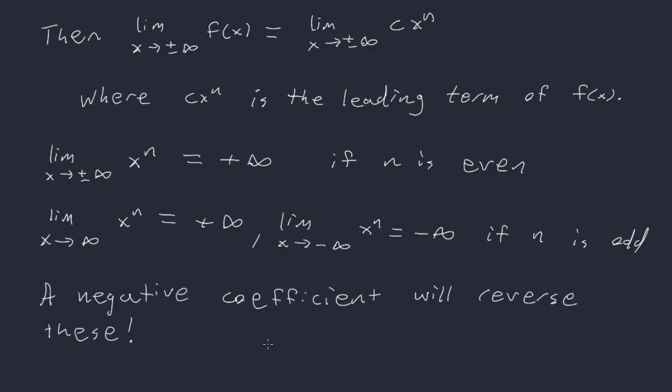right? So, for example, I know that the limit as x goes to plus or minus infinity of, let's say, x to the fourth will be infinity, right? Because whether I put large positive or large negative numbers into here, we're going to get large positive numbers. However, if I throw in, let's say, a negative 5 in front of this x to the fourth, that's going to change that to negative infinity, because that is going to turn everything negative.